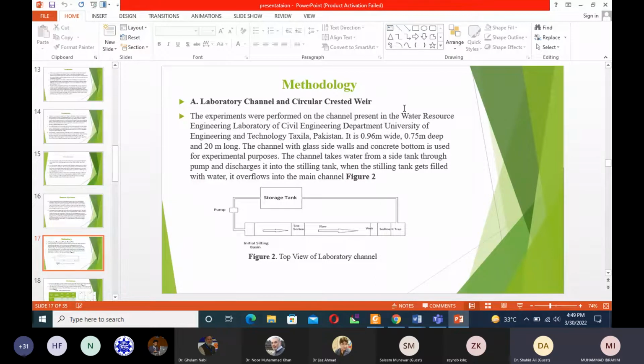So the methodology consists of the laboratory channel, which is present at UT Texla. The dimensions of the channel are 0.96 meter wide, 0.75 meter deep, and 20 meter long. The test section, where the tests have been performed, is 5 meter at the downstream of the channel.